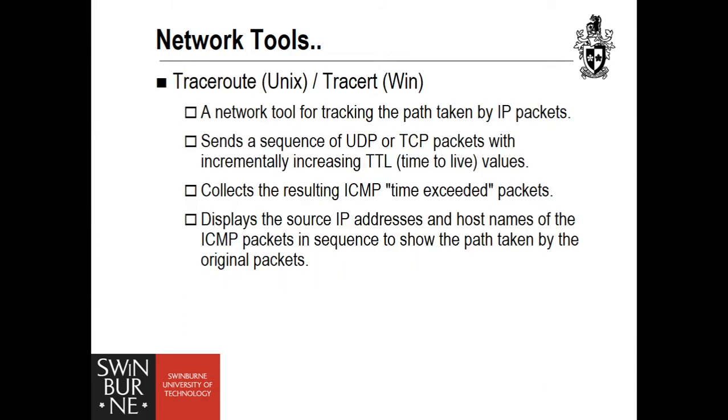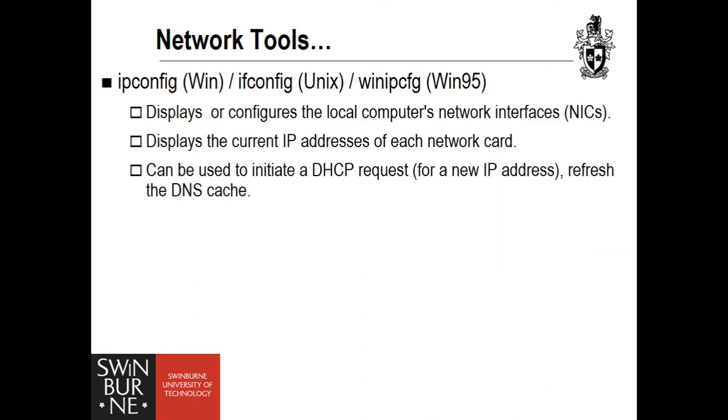Traceroute. For Windows, we use Tracert. It's a tool for tracking the path taken by an IP packet. It sends a sequence of UDP or TCP packets and collects the resulting ICMP time exceeded packets. It displays the source IP address and host name of the ICMP packets in sequence to show the path taken by the original packets.